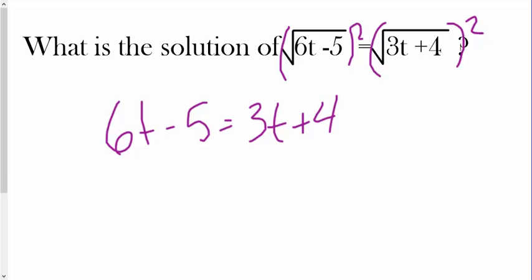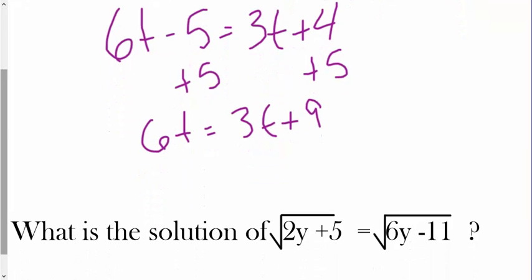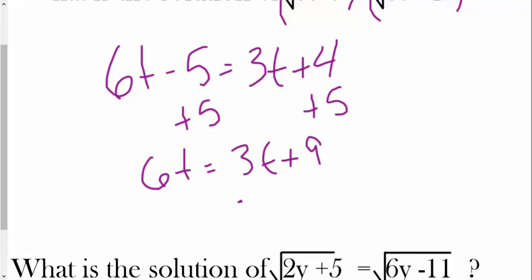And here you just have a two-step, well, three-step. You got an equation with variables on both sides. I add 5 to both sides, which means 6t equals 3t plus 9. That's a weird looking t there. And then I subtract 3t and get 3t equals 9, which means t equals 3.